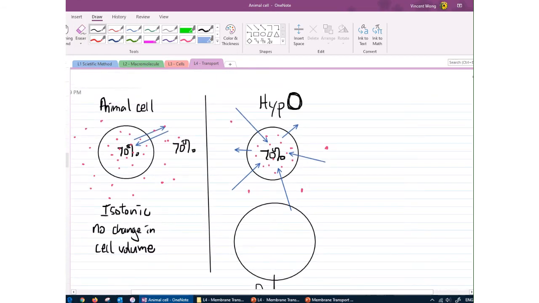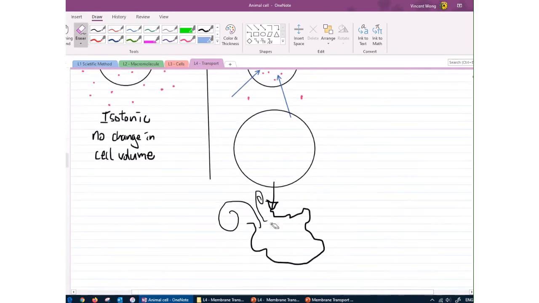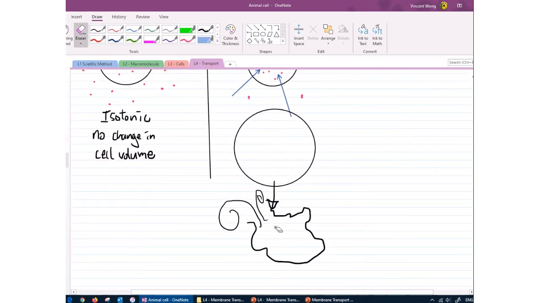Hypotonic, you can remember it: the cell gets really big in a hypotonic environment. It's going to get so big that it's going to burst, and that's going to kill the cell. This is called lysis. Lysis is to break.